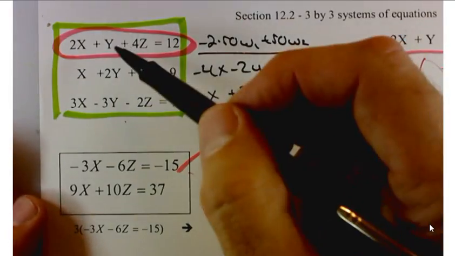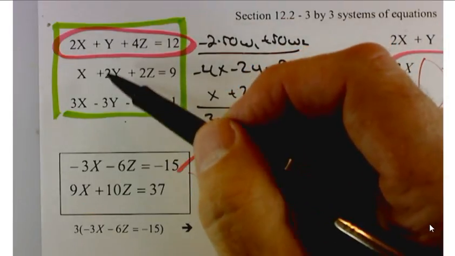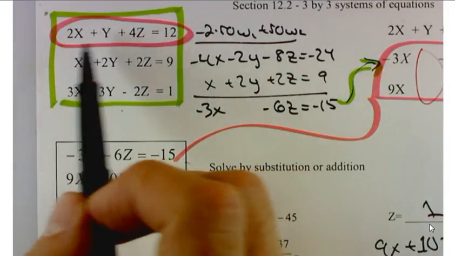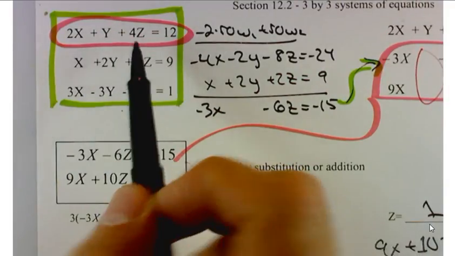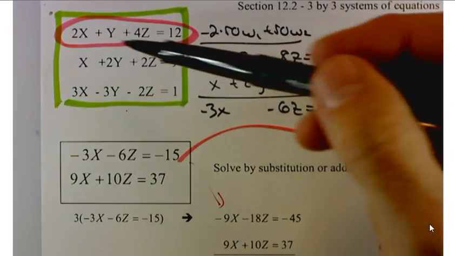That's why I suggest you choose a variable that has a coefficient of 1 or negative 1 when you're doing this elimination, when you choose this equation. Notice that I chose this equation and I used it twice. I used the same equation twice, and I eliminated the same variable. I eliminated y from both of these.